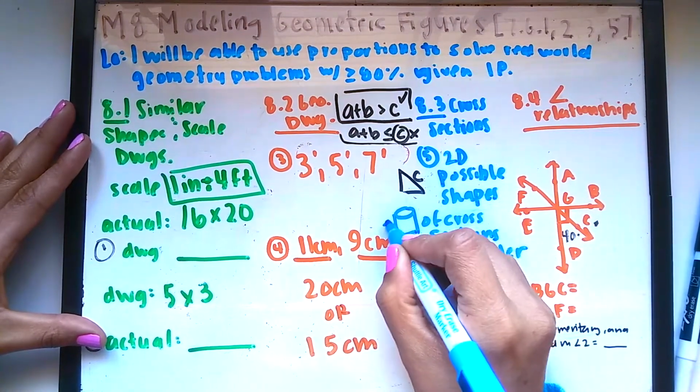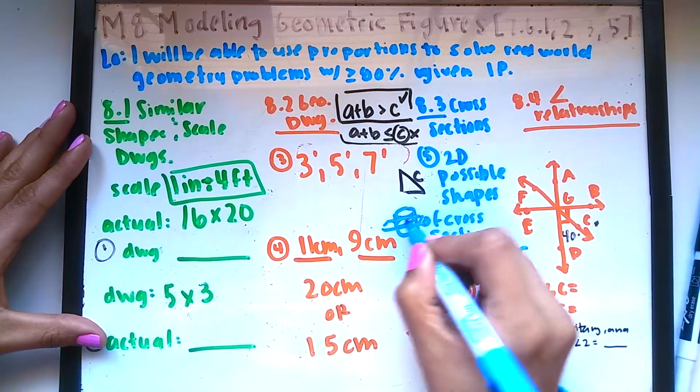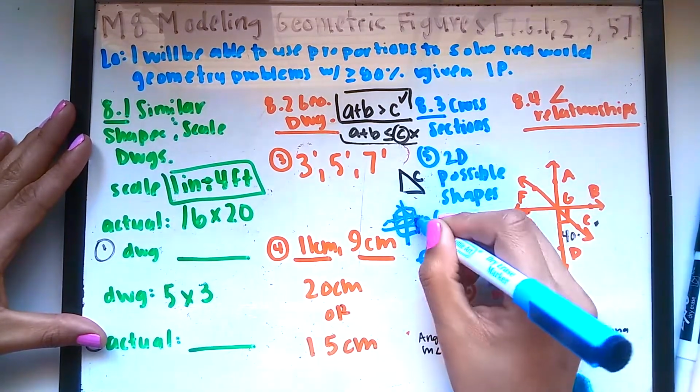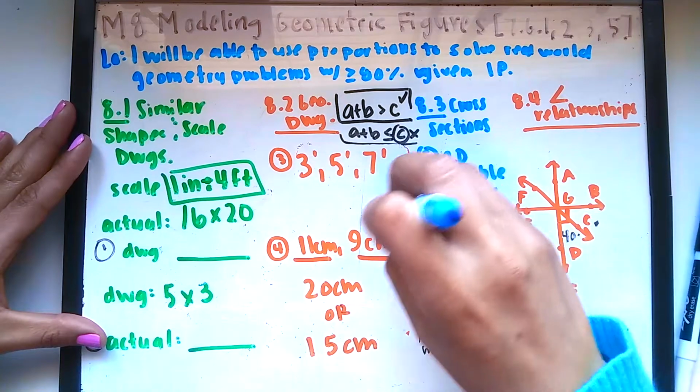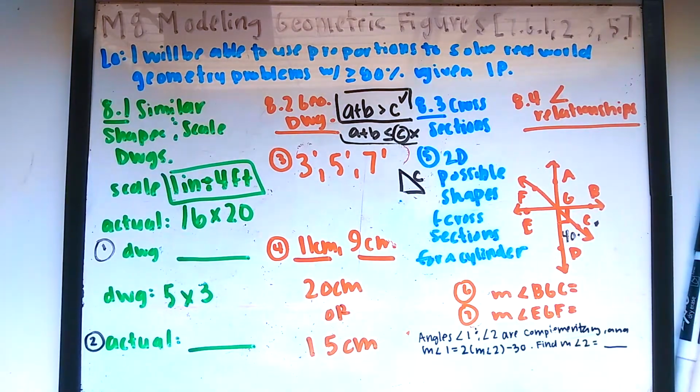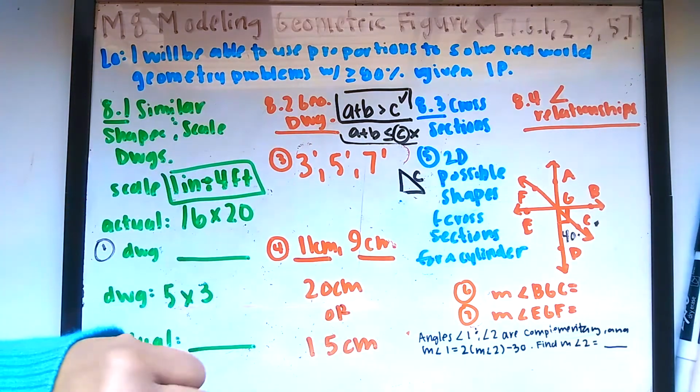So if you were to cut like here, what would you get there? If you were to cut through here, if you were to cut at an angle. Remember the one that we were having a hard time. So make sure that you give me all the possible shapes that you will get by doing a cross section of a cylinder. Okay.